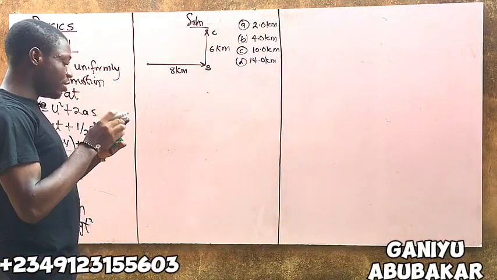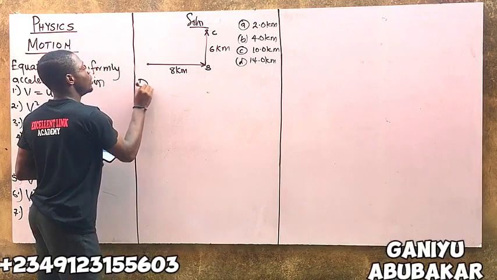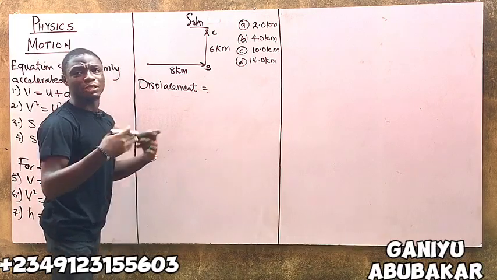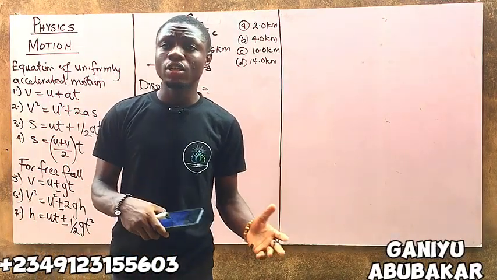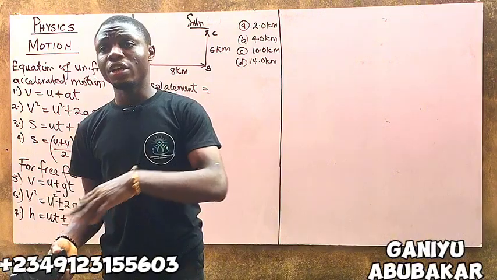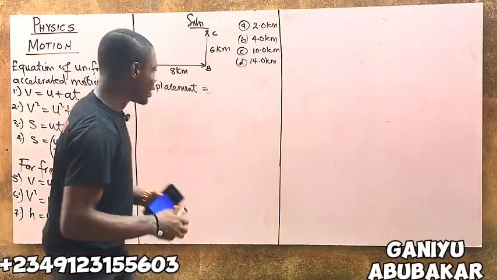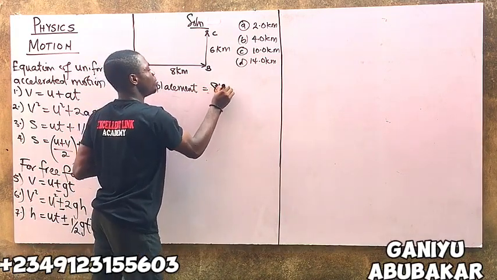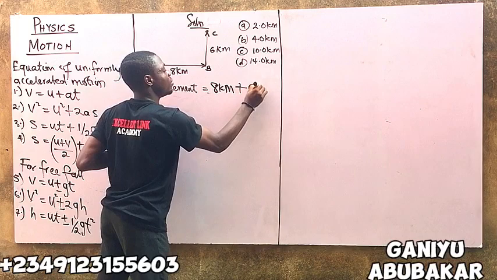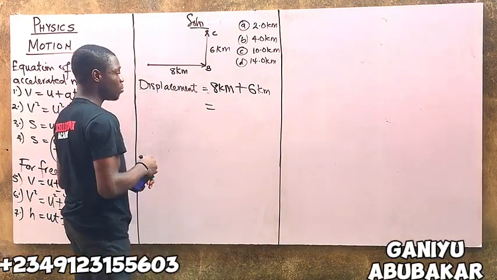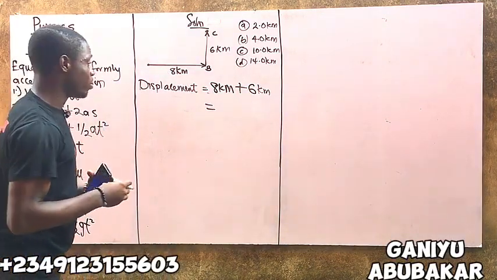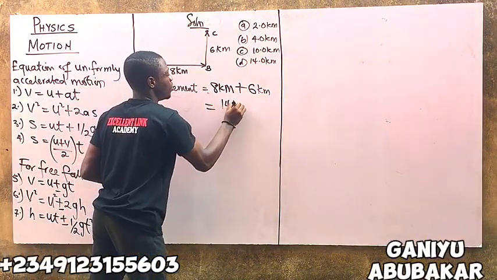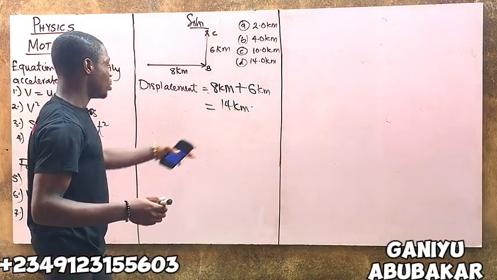So let's get the displacement first. Displacement is equal to, what's displacement? Displacement is the total distance covered by a body or traveled by a body in a specific direction. That's all. So it means that if I sum up these two distances, that's the displacement there. So I'll have 8 kilometers plus 6 kilometers, I'll have 14 kilometers as my answer to the displacement.